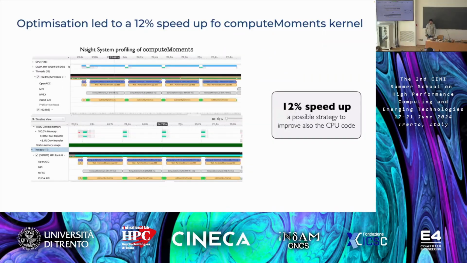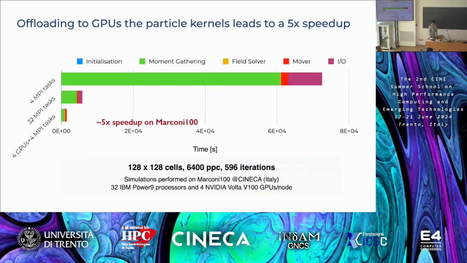Now, what did we get? We just put two models there. Look, we got a 12% speedup. We even benchmarked the CPU version of the code and it actually improved, because we understood what the problem was. Now, this is the same graph that you have seen before. 4 GPUs, 4 MPI tasks. Look, I got a 5x speedup.